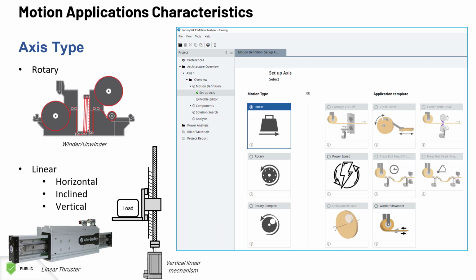The axis type defines if the movement of your load is either rotary, like in a winder or unwinder application, or it is a linear displacement. A linear axis implies the use of a linear motor or a mechanism that transforms rotary into linear movement, like a lead screw. It is also important to know if the linear movement is done horizontally or if it is inclined or vertical because of the effect of the gravity in these cases. In FTMA, the axis type is chosen in the Setup tab, and the orientation for linear axes is done in the following step in the Profile editor.